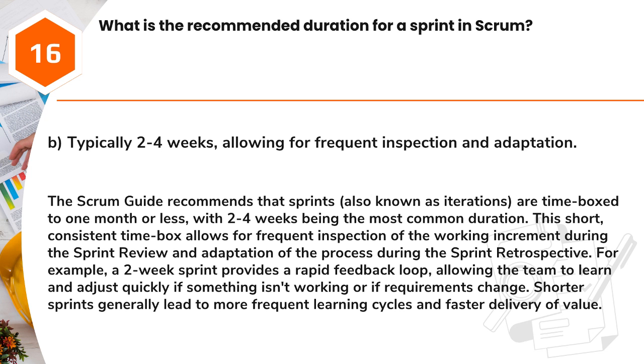Answer: B. Typically 2 to 4 weeks, allowing for frequent inspection and adaptation. The Scrum Guide recommends that sprints, also known as iterations, are time-boxed to 1 month or less, with 2 to 4 weeks being the most common duration. This short, consistent time box allows for frequent inspection of the working increment during the sprint review and adaptation of the process during the sprint retrospective.